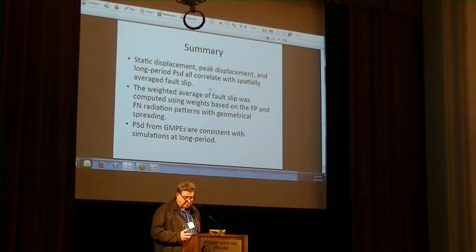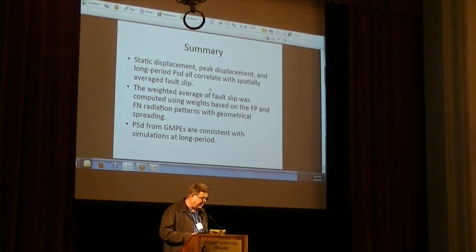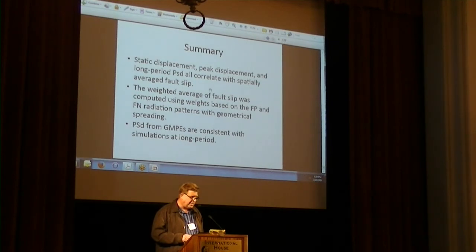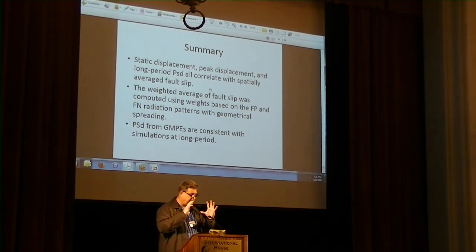The weighted average, just to remind, was the fault slip computed using weights based on the fault parallel and fault normal radiation patterns with geometrical spreading. I used far field geometrical spreading. One could argue that you might want to use a combination of intermediate field and far field. I don't think the results would change very much by doing that. If you used the near field, then it would basically collapse 1 over r squared. If you use 1 over r squared, then it would collapse that region of slip sensitivity on the fault down to a smaller area.